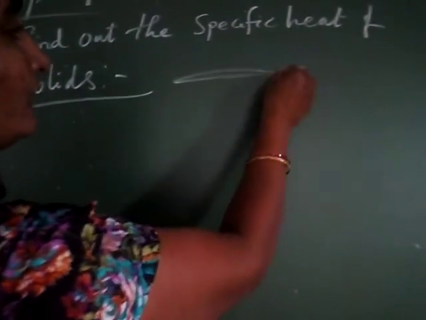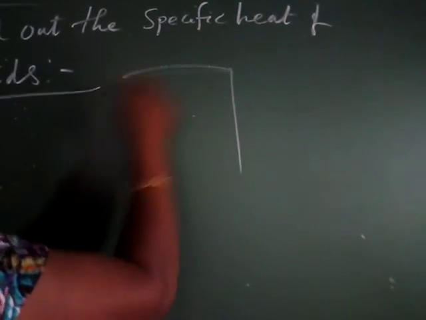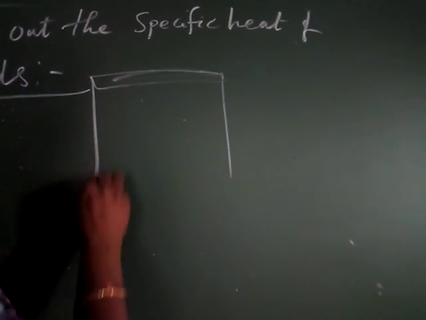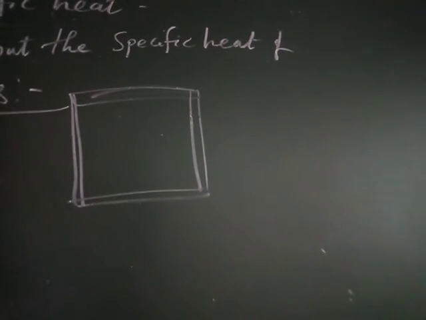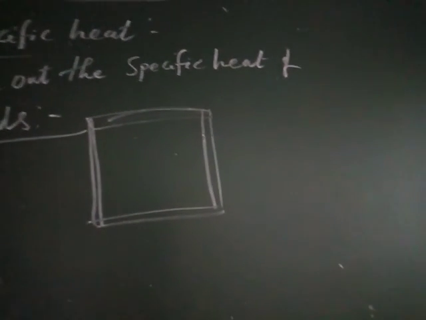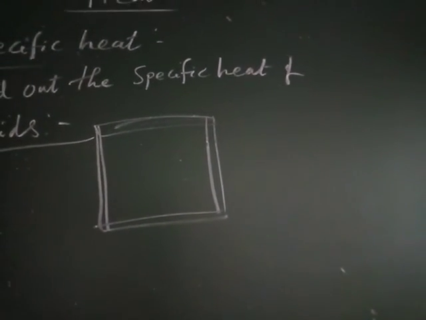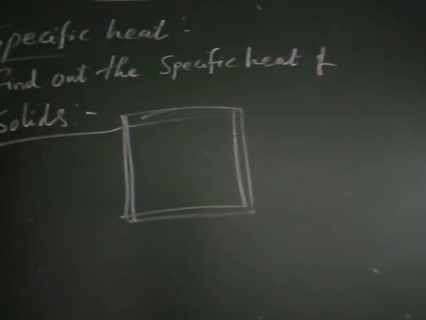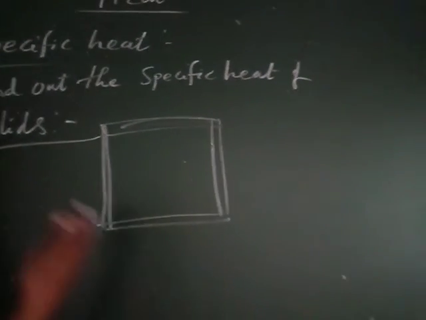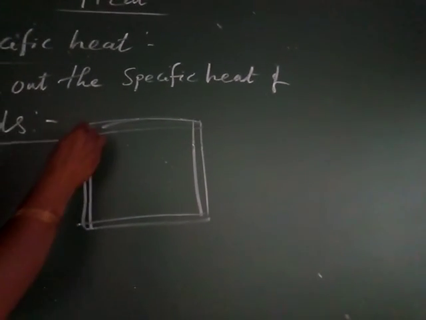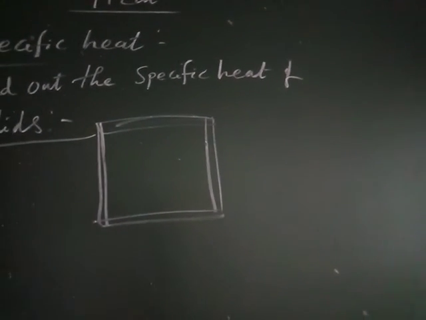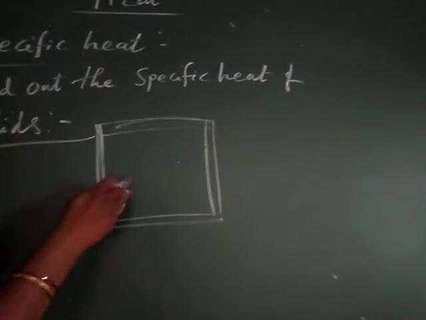For this we need a calorimeter. This is the calorimeter, which is made with a wooden box. Why do we take a wooden box only, madam? Why not an iron or metal box? Because wood is a bad conductor of heat. That means heat cannot pass from the outside to inside or inside to outside. That's why we are taking a wooden box.